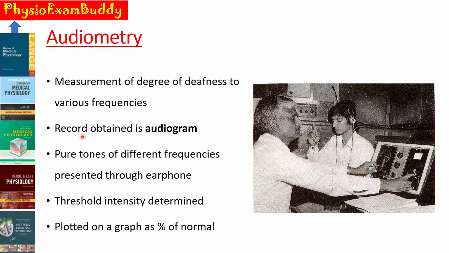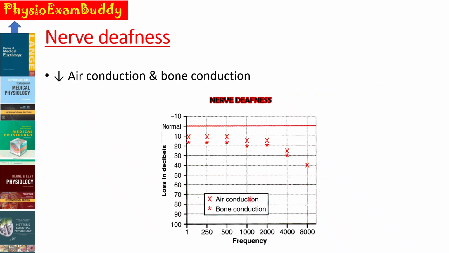Another test used to measure the degree of deafness to various frequencies is audiometry, and the record obtained by audiometry is known as the audiogram. We give pure tones of different frequencies presented through the earphone, and the threshold intensity of each frequency is determined and plotted on a graph as percentage of normal. This is a typical audiogram which you get in sensorineural or nerve deafness. In the y-axis you have the sound intensity, and in the x-axis the frequency.